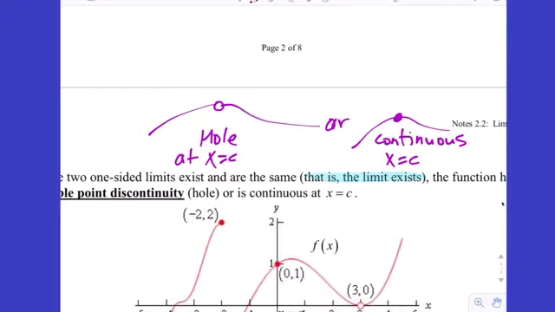The roads have to be lining up with each other for the general limit to exist. They can be connected by an open circle, that's fine, or they can be connected by a solid dot, that's fine. In both cases, the general limit exists, all right? Now, if the function value happens to equal the same thing as the limits, then it's continuous. But if the function value doesn't exist, or it equals something that's not the same value, then there's going to be a hole.